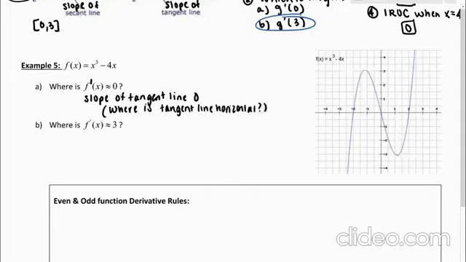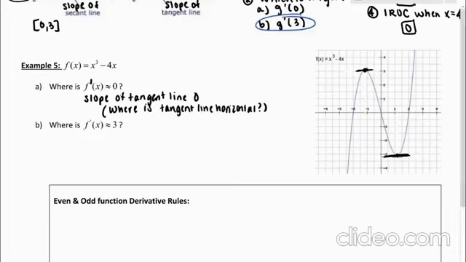So if we look at our graph and we think about drawing in some tangent lines here, one place where we would have a tangent line that is about a slope of 0, approximately horizontal, would be here. And another place where that would happen would be about here. Those are the places where our horizontal tangent line exists, where the slope of our tangent line is 0. So we're going to approximate those x coordinates.